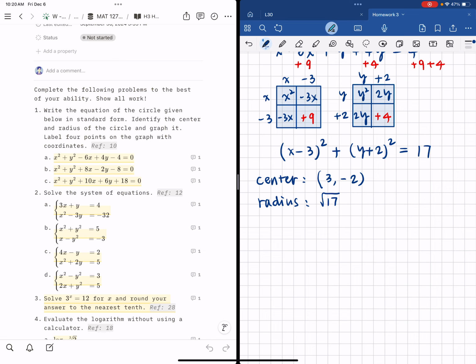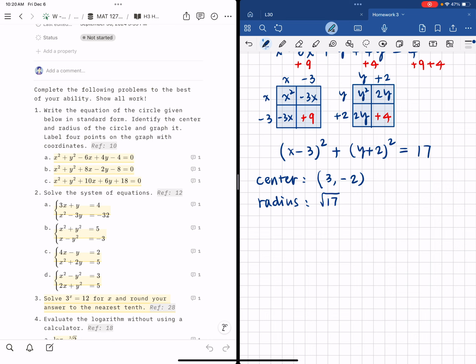Square root of 17, I believe it's... let's actually calculate what that is. Right, I'm going to calculate what that is. Calculate square root of 17.